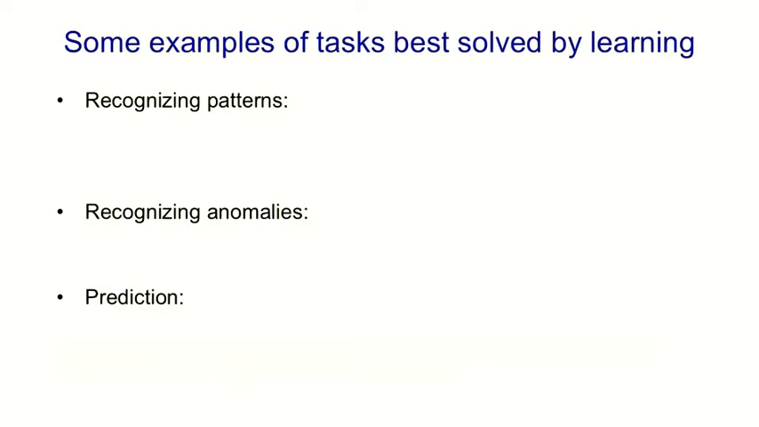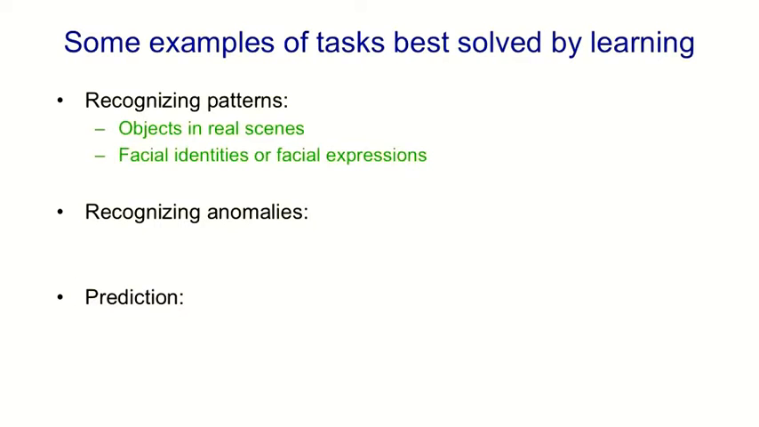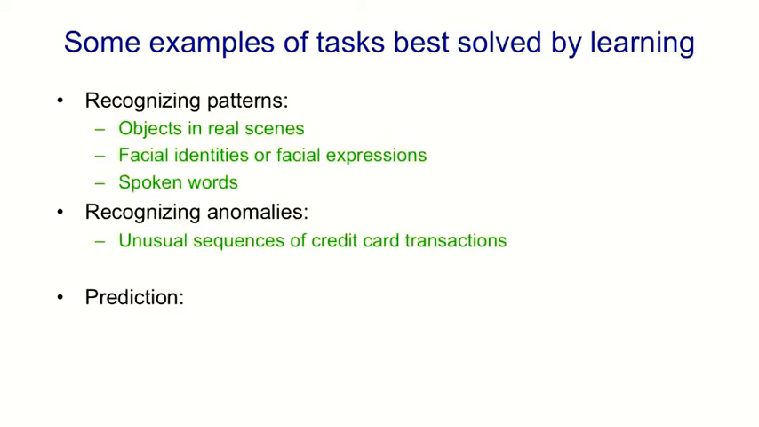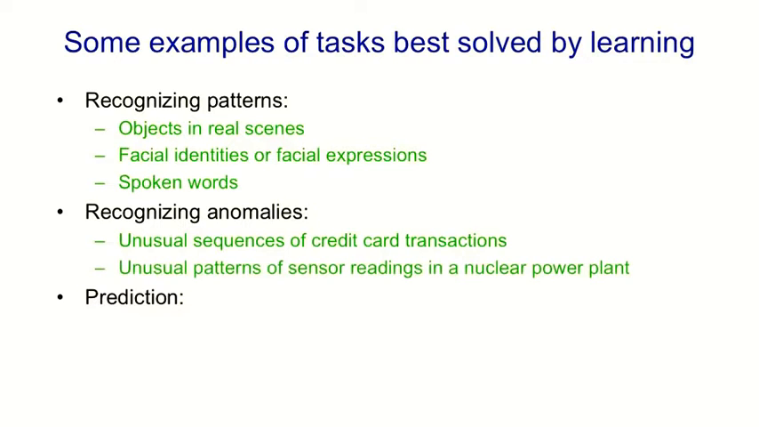Some examples of the things that are best done by using a learning algorithm are recognizing patterns, so for example objects in real scenes, or the identities or expressions of people's faces, or spoken words. There's also recognizing anomalies, so an unusual sequence of credit card transactions would be an anomaly. Another example of an anomaly would be an unusual pattern of sensor readings in a nuclear power plant.